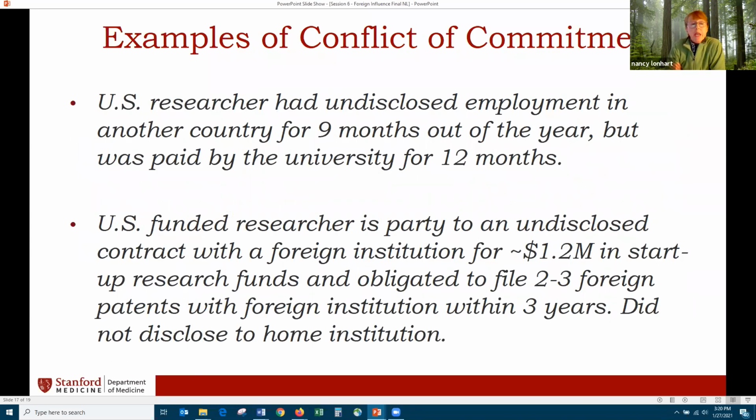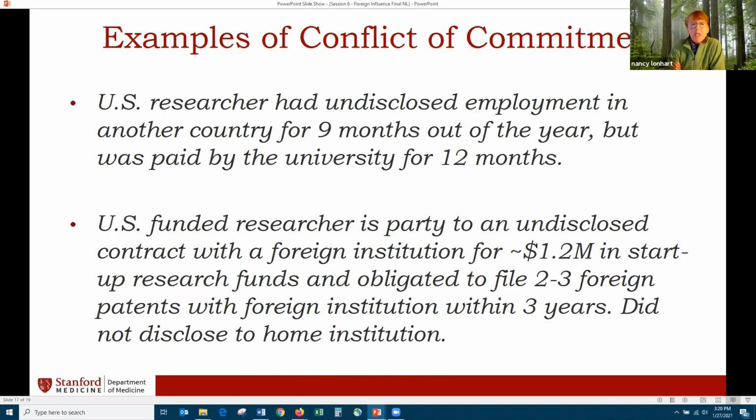This has been reported to the NIH. These are NIH examples. A US researcher had an undisclosed appointment of employment in another country for 9 months out of the year, yet was paid by his university for all 12 months. You can see right there, egregious conflict of commitment.